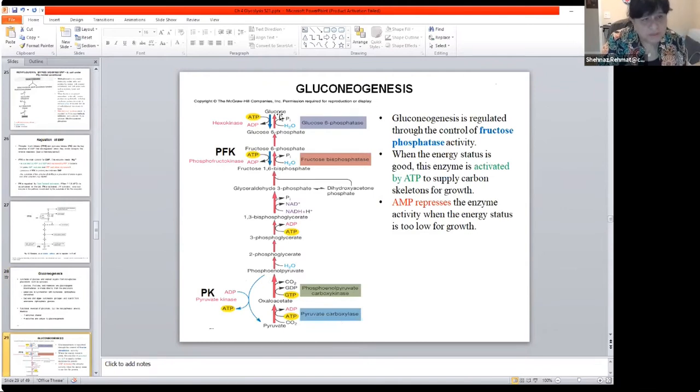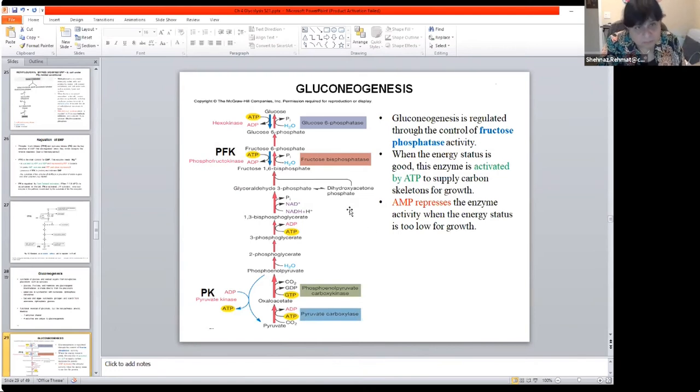So gluconeogenesis being shown here again, and you know this forward one was using PFK and PK enzymes. Those were unique to your glycolysis. Now the four unique enzymes for your gluconeogenesis are pyruvate carboxylase, phosphoenolpyruvate carboxykinase, fructose bisphosphatase, and glucose 6-phosphatase. So these are exclusive enzymes that are operating in your gluconeogenesis.